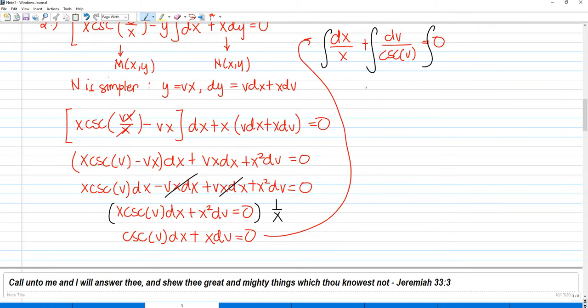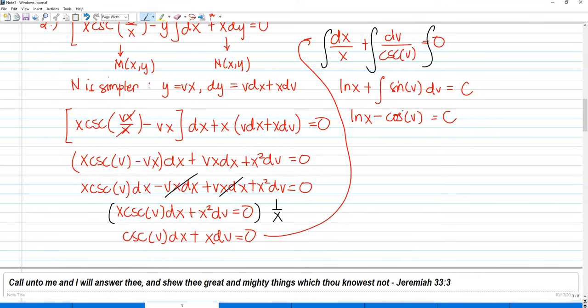We get ln of x plus the integral of 1 over cosecant v, which is sine of v by the reciprocal identity, equals c. So the integral of sine v would be negative cosine of v, equals c.